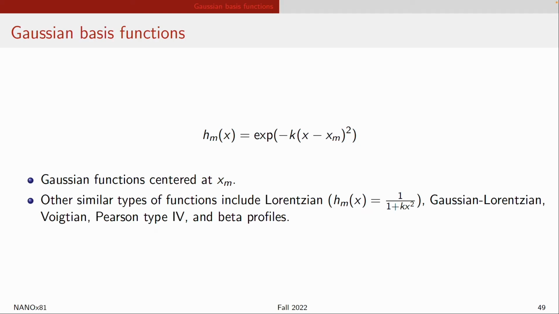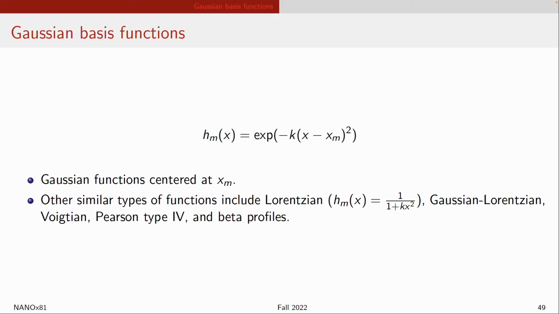But for the final part of our linear methods, we're going to talk about one very specific set of basis functions, which is Gaussian basis functions, right? Now, Gaussian basis functions have this form, okay? It's basically an exponent of x minus the mean of x, squared, times some prefactor, right? Okay, and what this means is basically they are Gaussian functions that are centered at x_m.